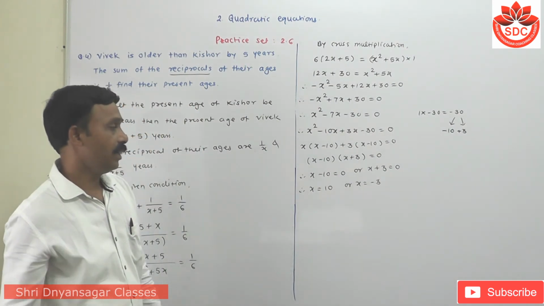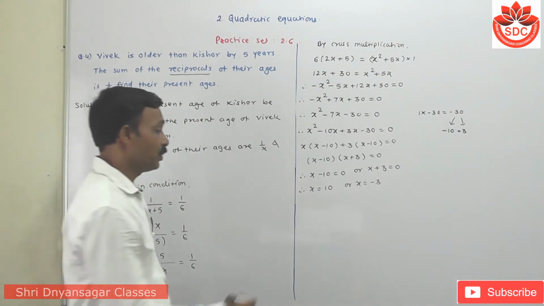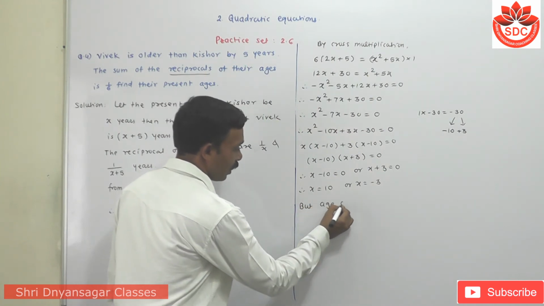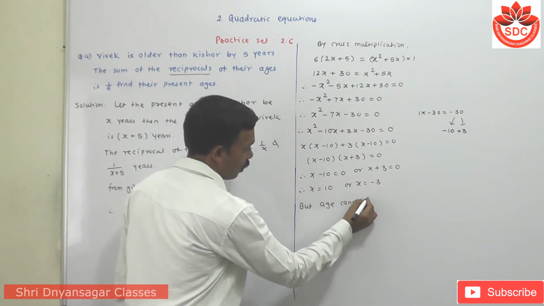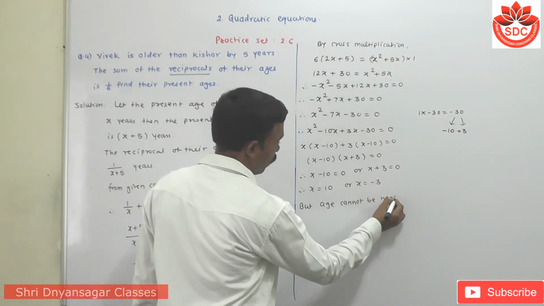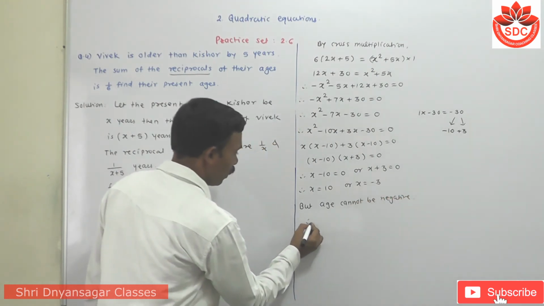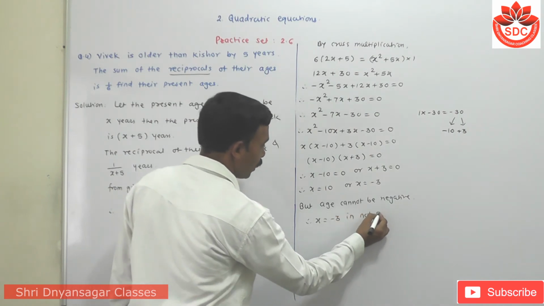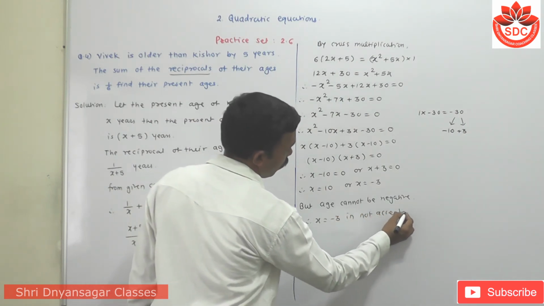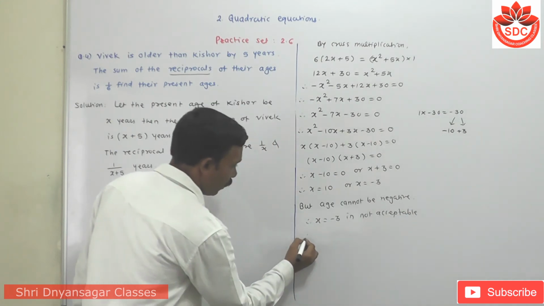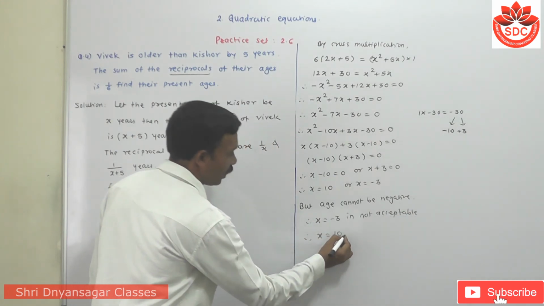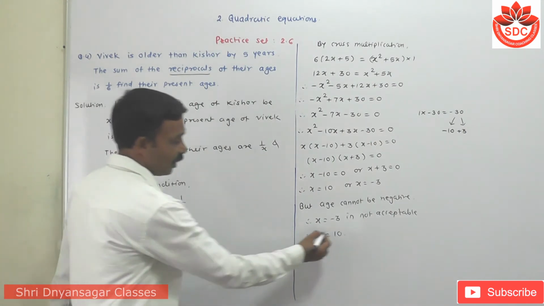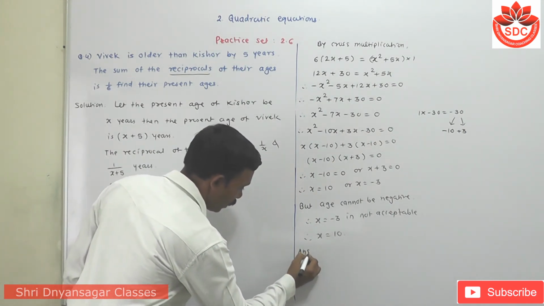Student, we know that age cannot be negative. So here I have to write: but age cannot be negative. Therefore, x is equal to minus 3 is not accepted. Therefore, x is equal to 10. Means that the present age of Kishore is 10 years. Therefore, answer in a full sentence.